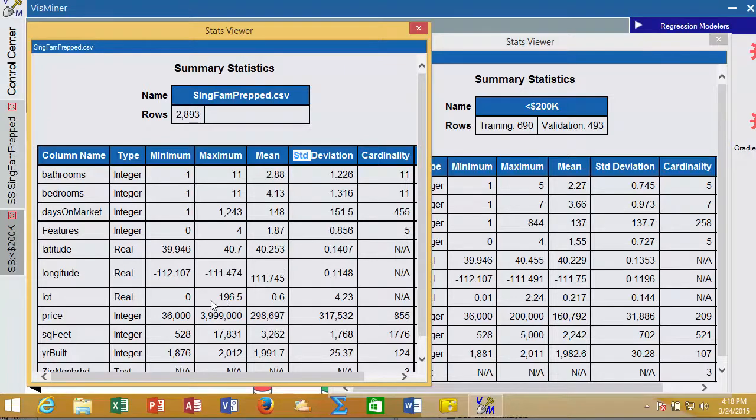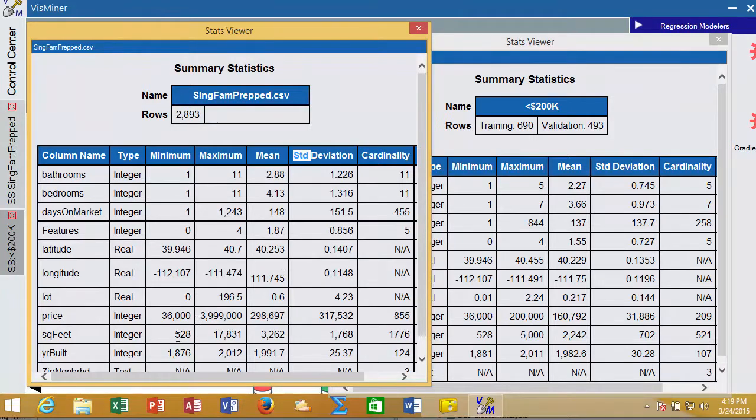We have lots that range from essentially no lot, which probably means that the real estate agent didn't enter that in, up to almost 200 acres. And so we have a huge diversity of lots, even though if we look at the histogram, you'll find that most of the lots are really down within that quarter acre to 1 acre range. We have prices ranging from $36,000 to basically $4 million. So we have very cheap homes up to very expensive homes.